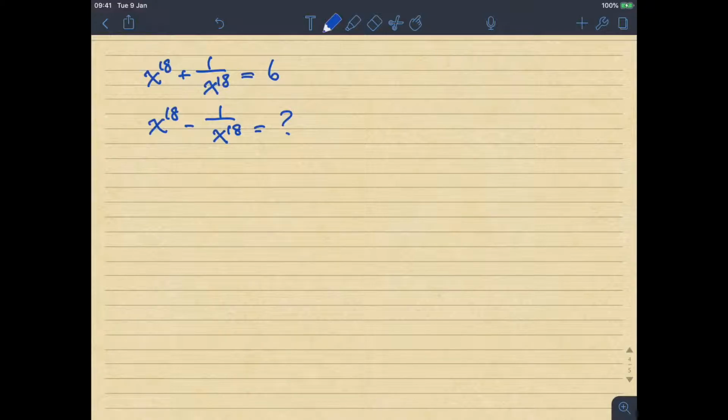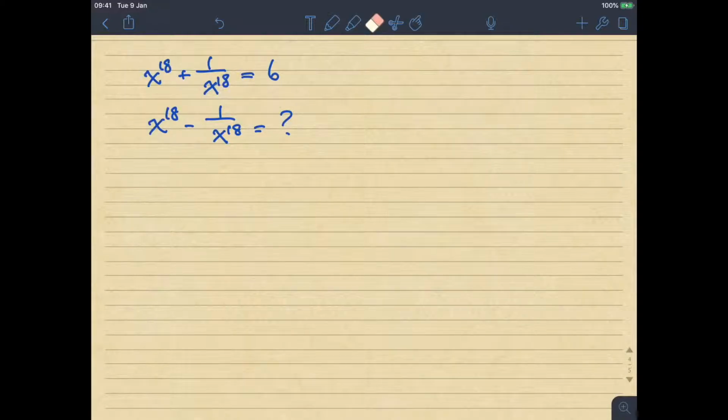So to solve it, we could multiply x to the power of 18 across the whole equation and get x to the power of 36 plus 1 equal to 6 times x to the power of 18. And if we solve for x, then we can substitute the value of that into the second equation and we get the answer. But of course we're not going to do that. If I was going to do that, you'd probably stop watching this video right now.